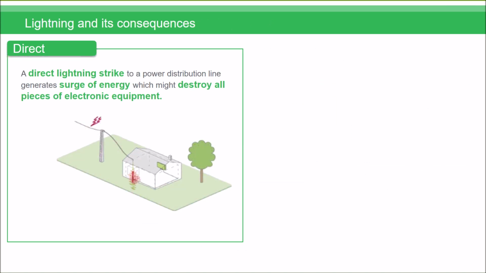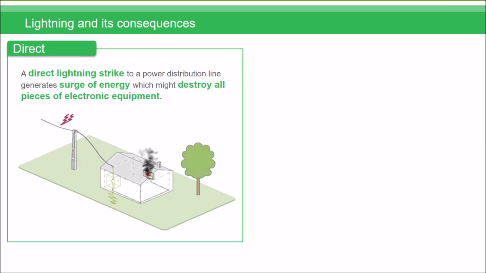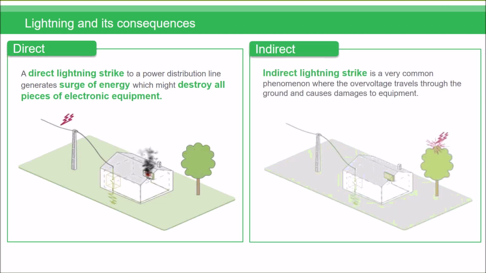So different types of lightning and its consequences. You can see there a direct lightning strike, which could be directly to the grid or a power distribution line, and it generates a surge of energy which might destroy all of the pieces of electronic equipment in your property. Indirect, you'll see that the lightning strikes a tree or something nearby, and that travels through the ground into your electrical network. And it's quite a common phenomenon where the overvoltage travels through the ground and causes damage to equipment.